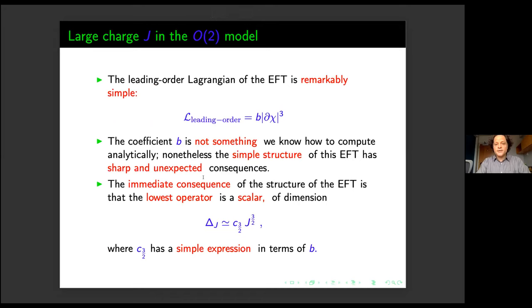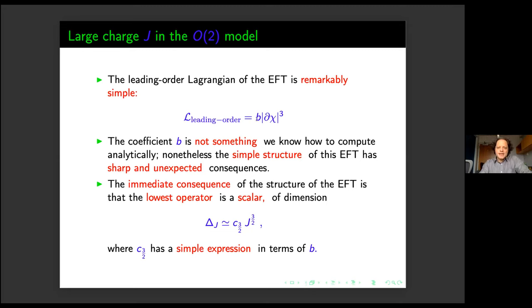So the leading order Lagrangian of the EFT is remarkably simple. It's just B times the absolute value of the gradient of the phase variable cubed. That's it. And I think it's really striking. This is literally, when you think about it, not the simplest, but the second simplest quantum field theory Lagrangian you can possibly write down, right? The simplest theory is a free massless scalar, that's (grad χ) squared, but this is just (grad χ) cubed. It's literally the second simplest thing you could try writing down. And it is, in fact, the correct leading order Lagrangian describing the large charge sector of the Wilson-Fisher model. And we'll see actually many other models as well.